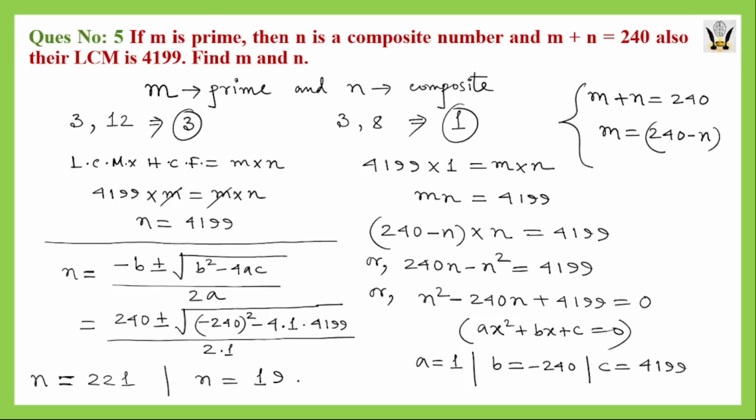So we have obtained two values of n, and n is, as per our assumption and as per the question, the second number which is composite in nature. But 19 is a prime number. That means the value of n cannot be 19, and 221 is a composite number. So the value of n will be 221, and if we subtract 221 from 240, the other number, which is prime in nature, will be 19.